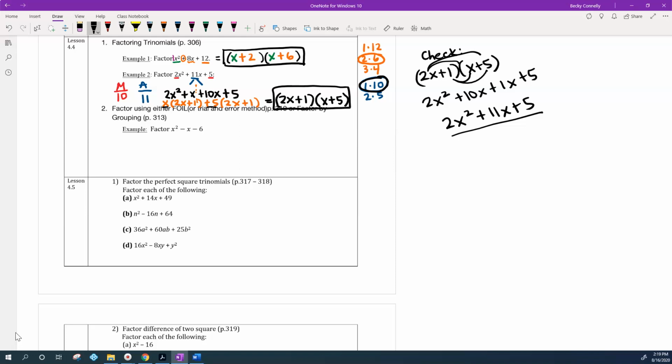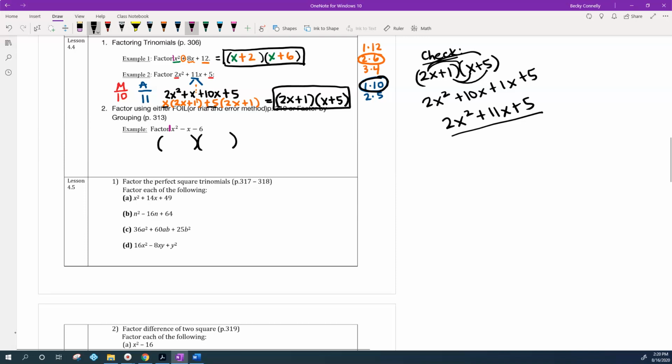Because remembering, factoring these is just the opposite. It's undoing the multiplying like we did here in our check. So, all right. And then on part 2, this is just another factoring question where our leading coefficient is a 1. So again, I can just go straight to writing down my parentheses.